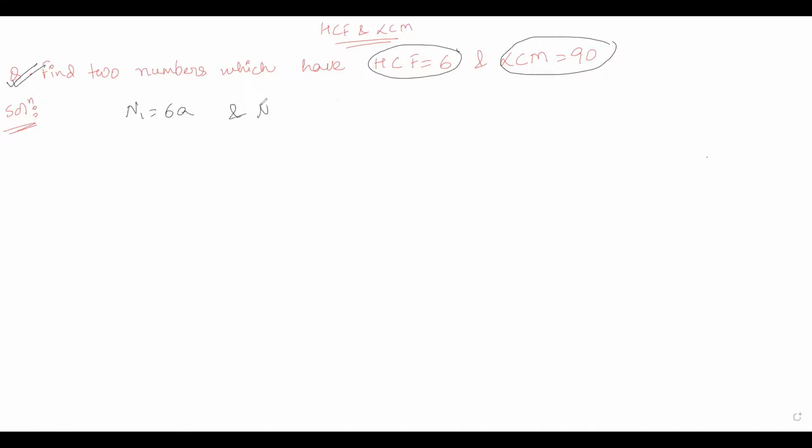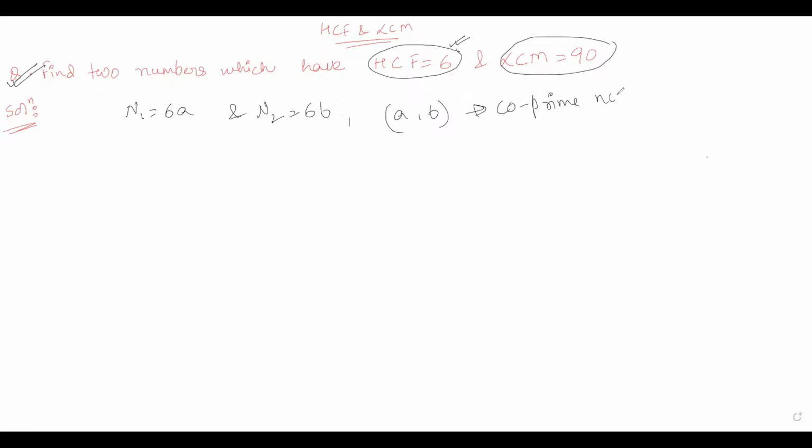6a and 6b. Why am I considering it as 6a and 6b? Because the HCF is 6, so we can say that both the numbers would be multiples of the HCF, that is 6 in this case, and there has to be some multiple. So in the first number, I'm taking that multiple to be a, and in the second number, I'm taking that multiple to be b. Again, in this case, if you notice, a and b have to be co-prime numbers.